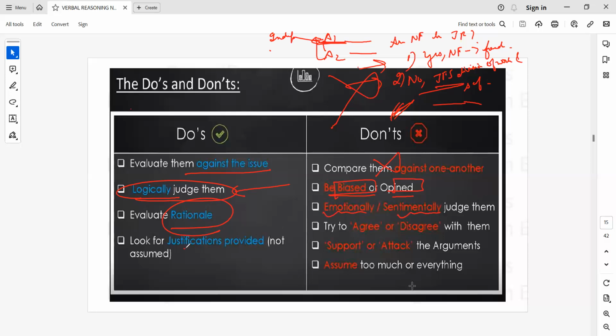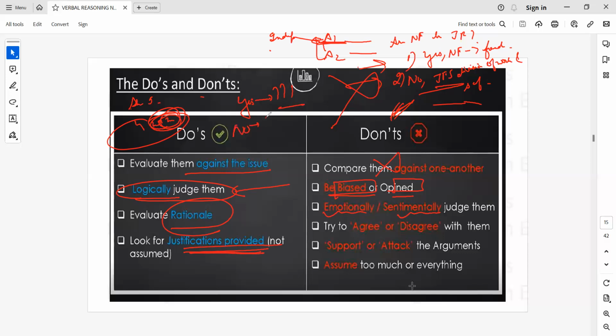So look for the justifications provided. It should not be like this: should India give Kashmir to Pakistan? Yes, why not? What is this? Why not? Is it even giving you the reason? So you need to always look for the justification which is provided. It is writing yes, so why? What is the reason behind it? Is it logical?